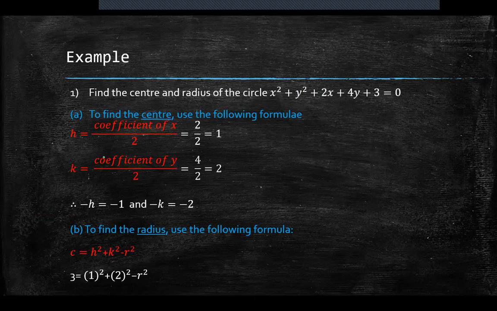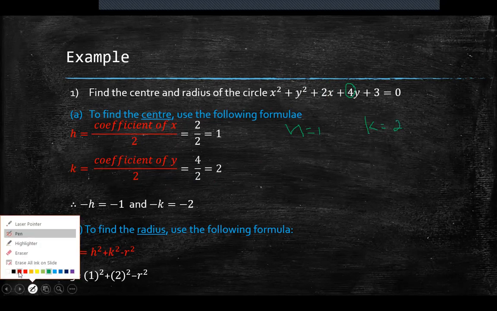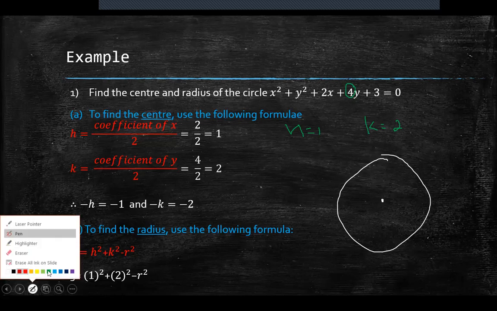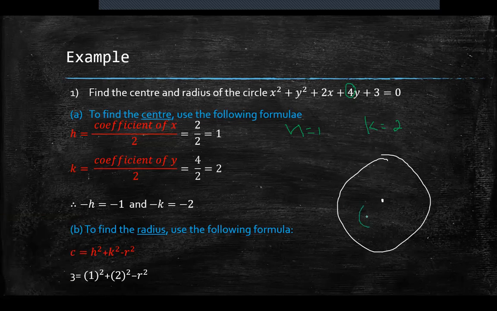To find k, it is the coefficient of y divided by 2. The coefficient of y is the number that comes just before y. So that's 4 in this case. 4 divided by 2 is 2. So h is equal to 1 and k is equal to 2. However, remember, the coordinates of the center aren't k and h. So not k and not h. The coordinates are minus h and minus k.